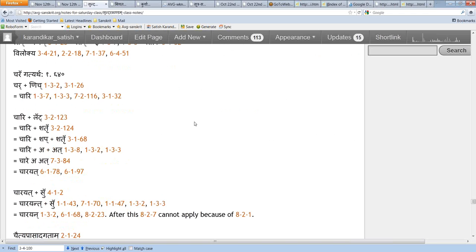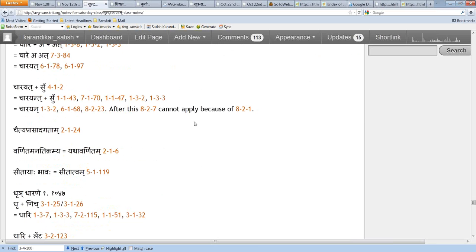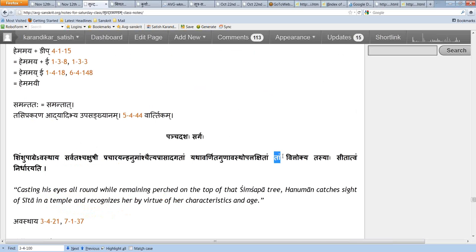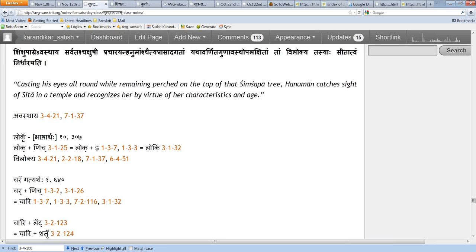Let's see, do I have anything more here? Okay, that's all I have over here. Okay, so then Tam, Ravi, is straightforward, right? Dvitiya Ekvachanam Pradipadikam Tat, Striliṅge. Vilokya. Now Vilokya is an Avyayam, Lyabantam Avyayam, like Anubhuya, Vicharya, Vibhavya, all of these. Lokru is given as Bhasha, but this has many meanings.